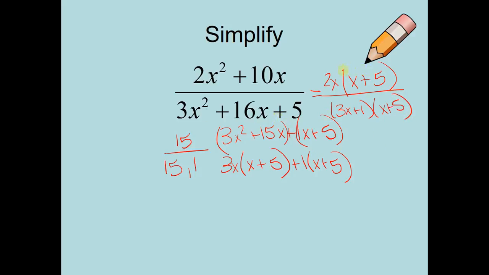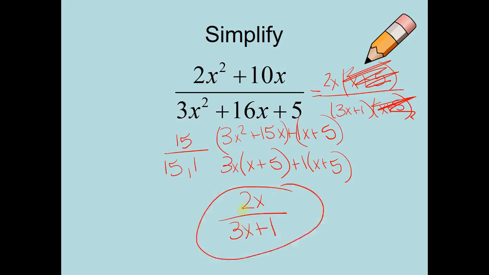Notice, guys, x plus 5s are now on the top and the bottom, which allows me to cancel off because those are factors of the polynomials. So I have on the numerator still left behind 2x. Denominator, I just have a 3x plus 1. That is done. I cannot cancel off x's because this still has that plus 1. That would not be a factor. That would be a term.